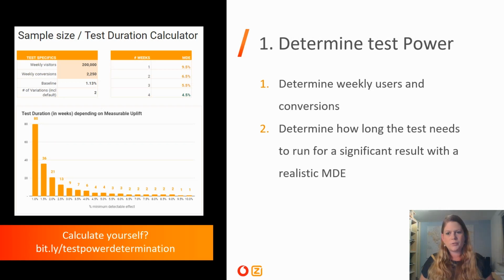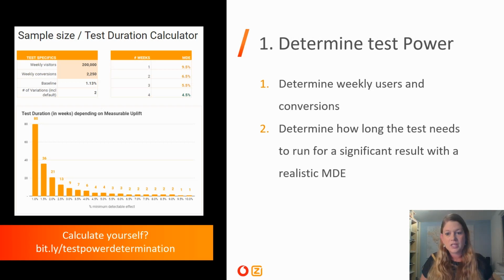So this is what we do before we start with even thinking about a test. We determine the weekly users and the weekly conversions. We determine how long the test needs to run for a significant result with a realistic, what they call minimum detectable effect. So you can use this spreadsheet. In this case, we can only detect a fish of 9.5% in 1 week of testing.